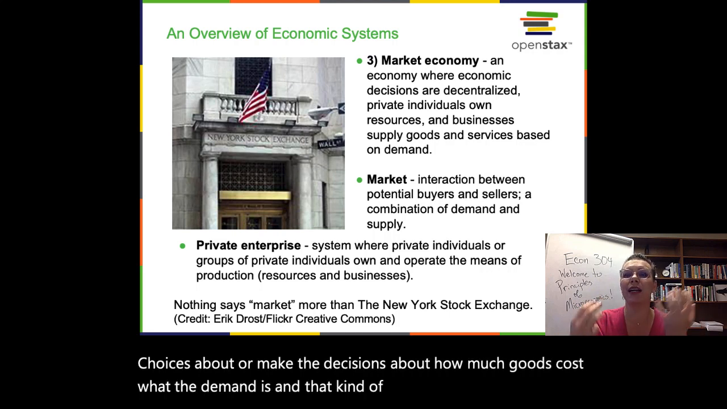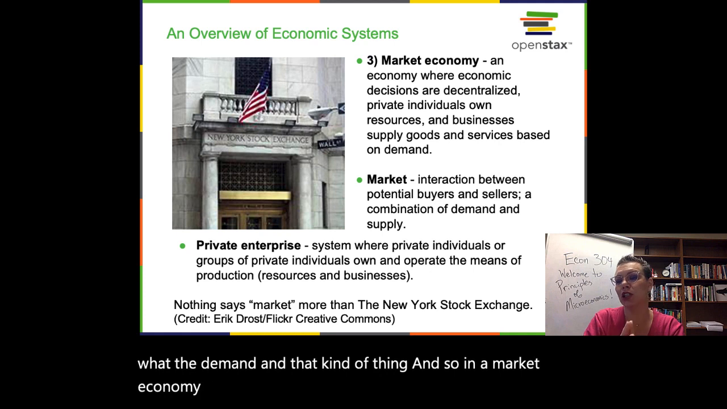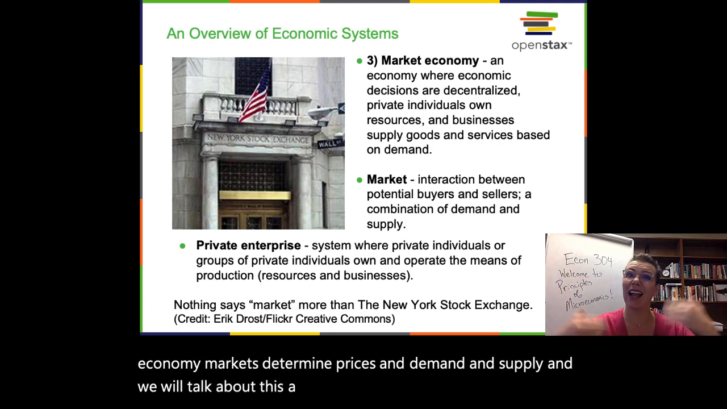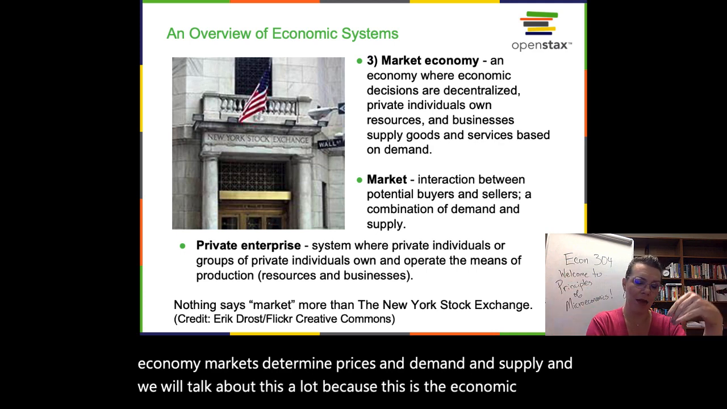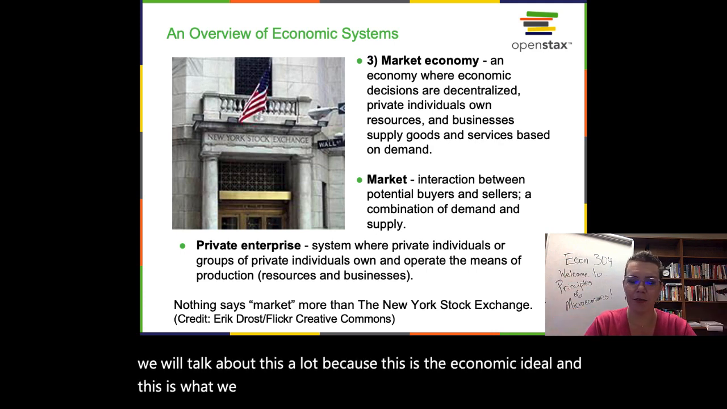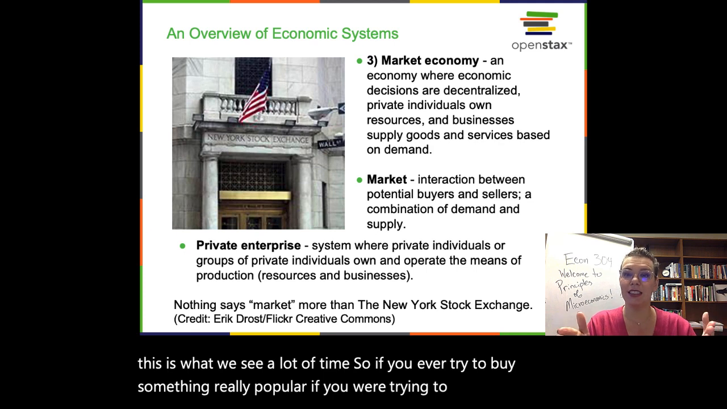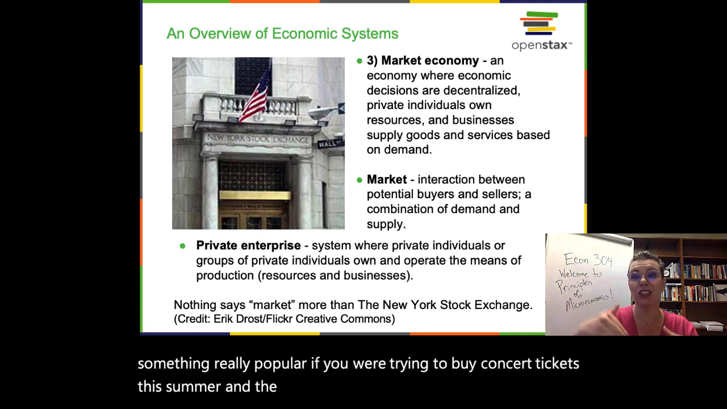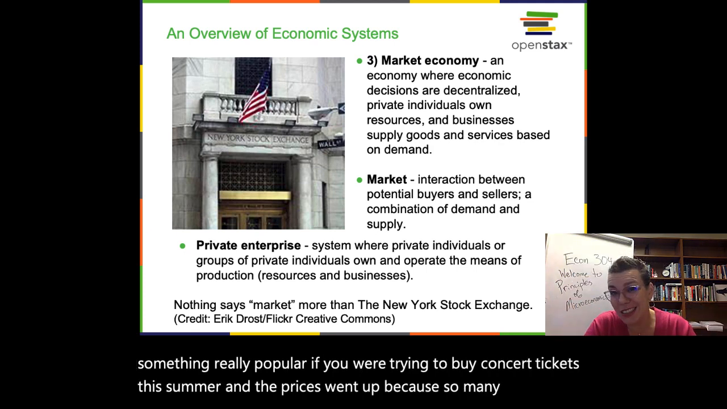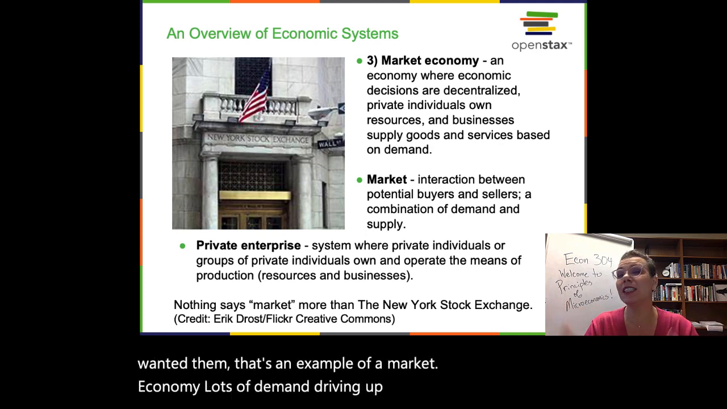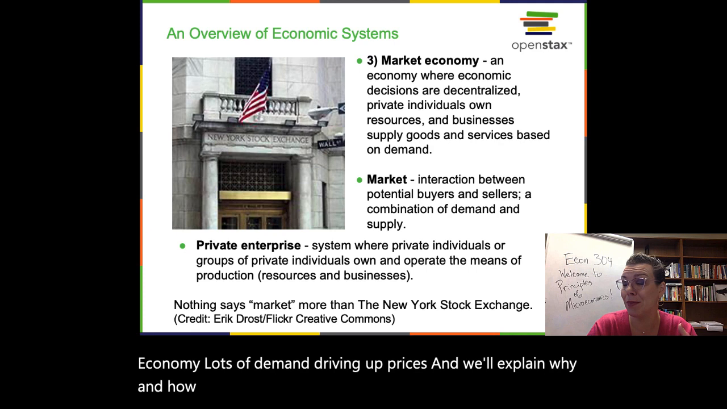And so in a market economy, markets determine prices and demand and supply. And we will talk about this a lot because this is the economic ideal. And this is what we see a lot of times. So if you ever tried to buy something really popular, if you were trying to buy concert tickets this summer and the prices went up because so many people wanted them, that's an example of a market economy. Lots of demand driving up prices. And we'll explain why and how that works this semester.